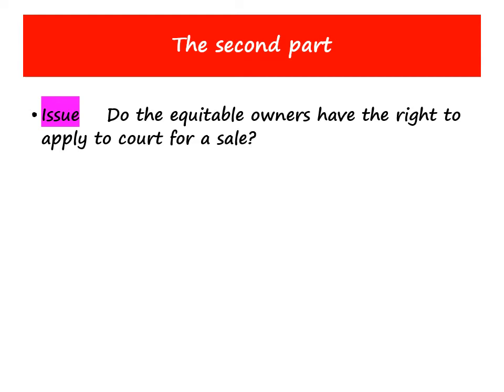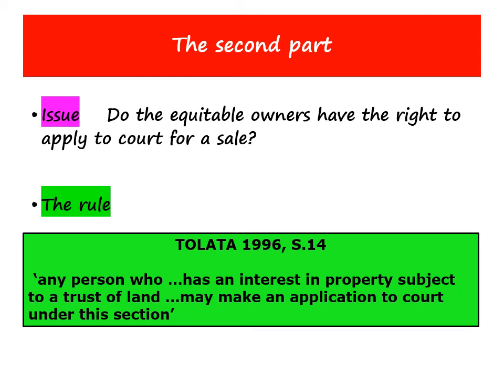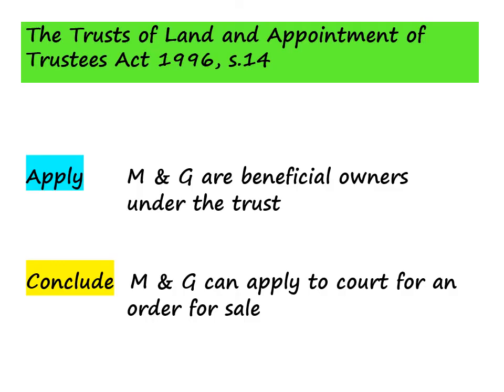And the rule regarding who can make an application is in section 14 of the Trusts of Land and Appointment of Trustees Act 1996. And I would state the relevant text from section 14, which you can see on the slide there. And if we apply that, well, Michael and Grace do have an interest in the land because they are beneficial owners. So I would conclude that they are able to make an application to court.